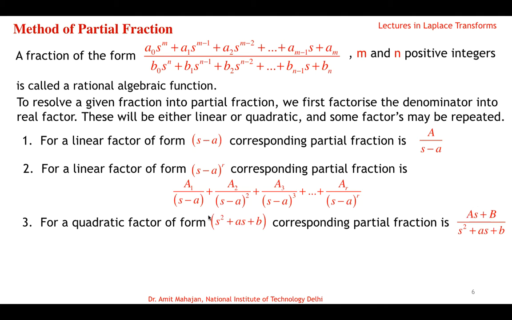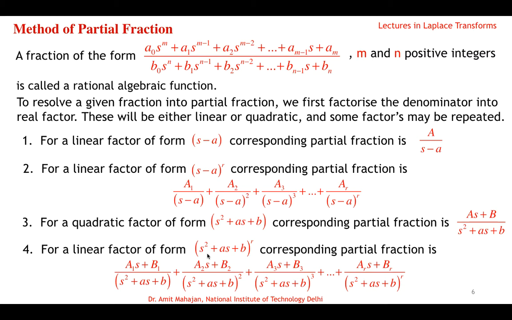Okay, and if this has a power of r, then just like we did r times for the linear case, this also has to be written r times with first power, second power, third power, and so on. So if s square plus as plus b to the power r is a quadratic factor, then the corresponding partial fraction is a linear factor divided by this quadratic, plus another linear factor divided by quadratic square, plus another linear factor divided by quadratic cube, and so on up to denominator quadratic power r, where r is the same.